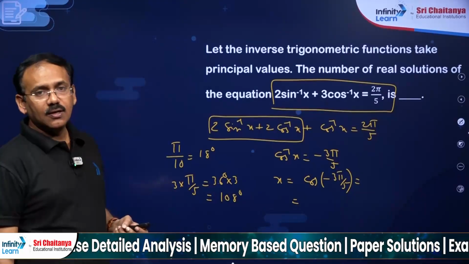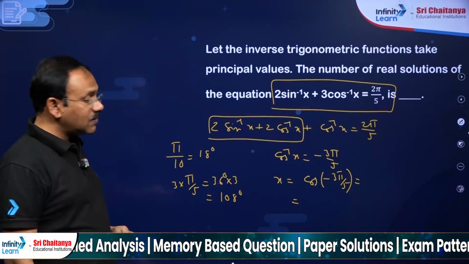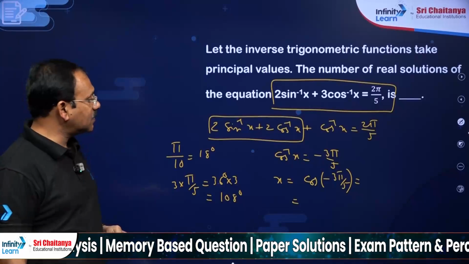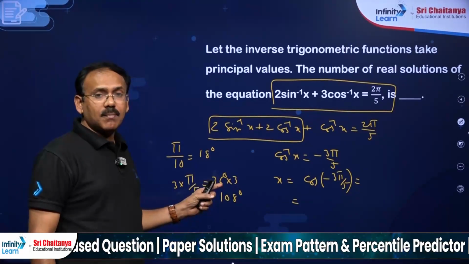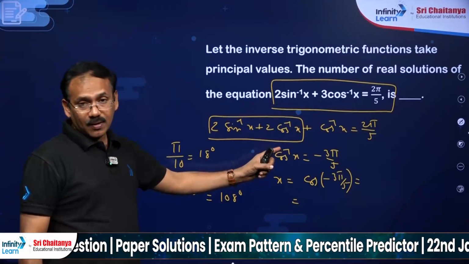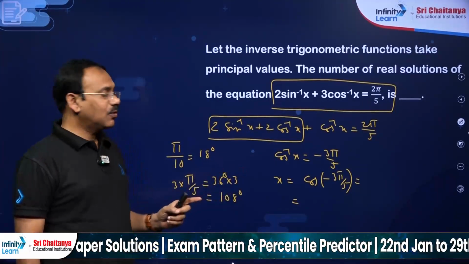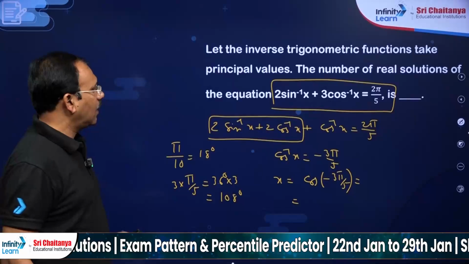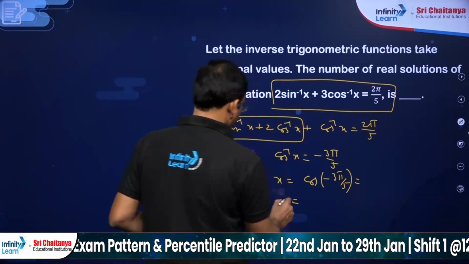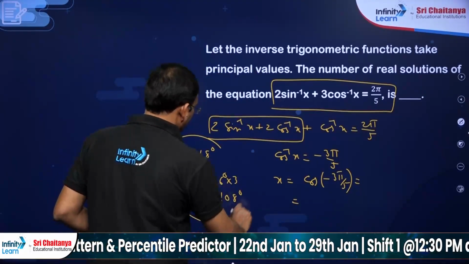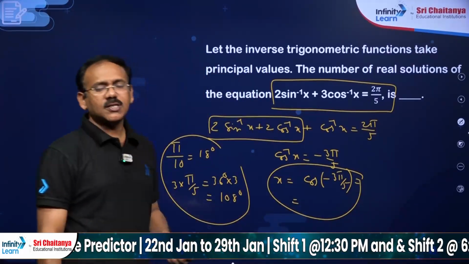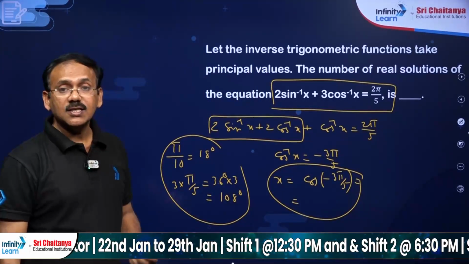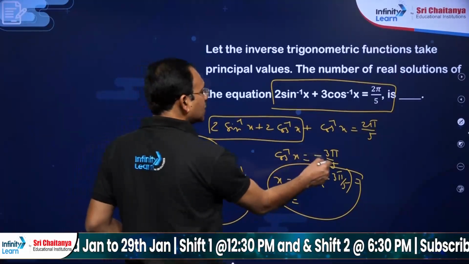The input to cos inverse, x, is between minus 1 to 1. If you give a positive number, you will get a number between 0 to pi by 2. So actually, dear students, once again I need to say one important point. We missed one important point here. Cos inverse x is minus 3 pi by 5 is impossible, because cos inverse x range is 0 to pi only. This is impossible.